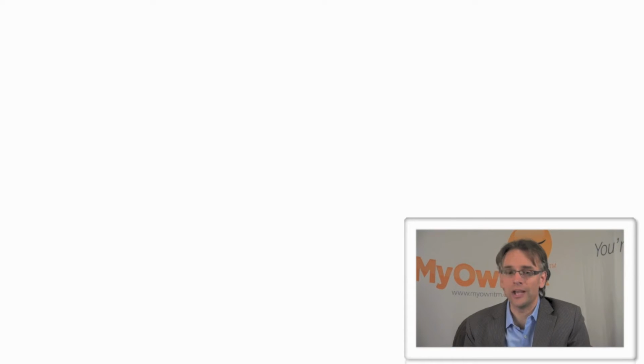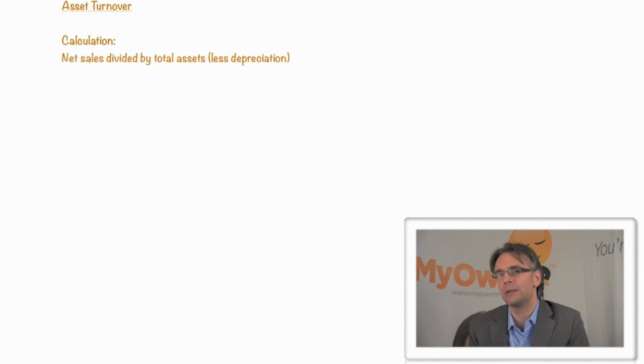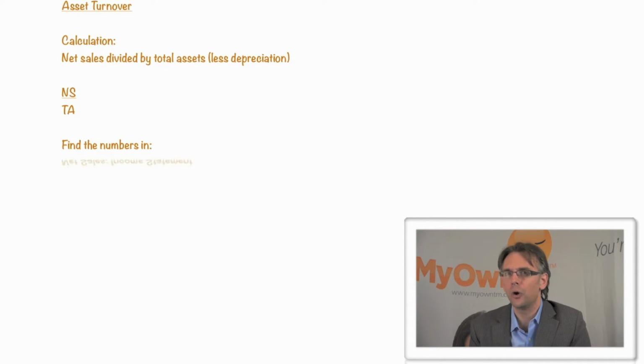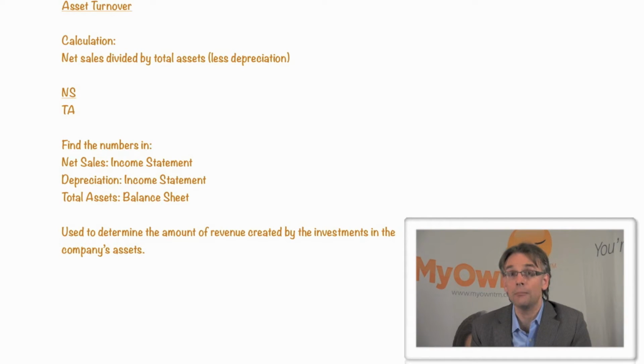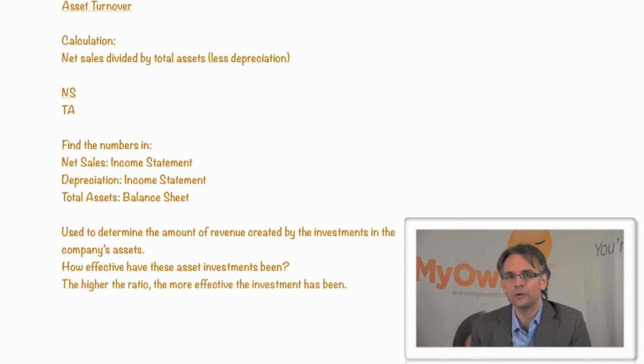The next ratio is asset turnover. And this is calculated by taking net sales and dividing it by total assets less depreciation. You'll find these numbers, the net sales in the income statement, total assets in the balance sheet, and depreciation also in the income statement. You use these numbers to determine the amount of revenue created by the investments the company has invested in. How effective has the investments been? That's the question you want to ask. The higher the ratio, the more effective the investment has been.